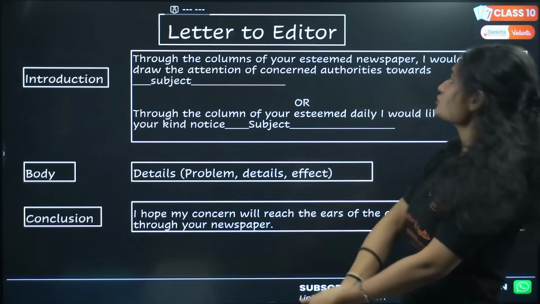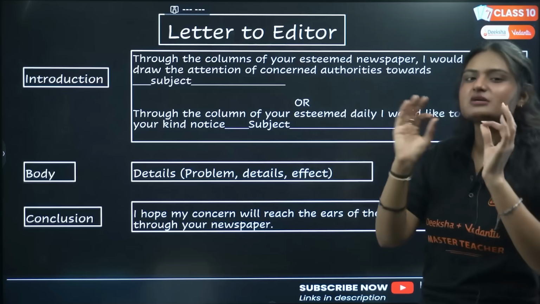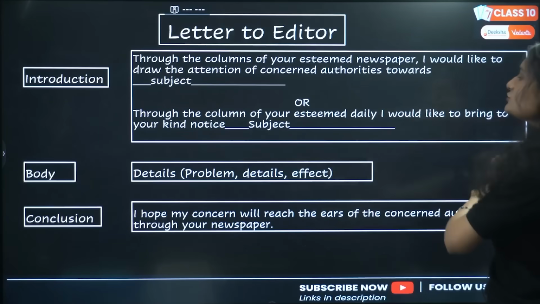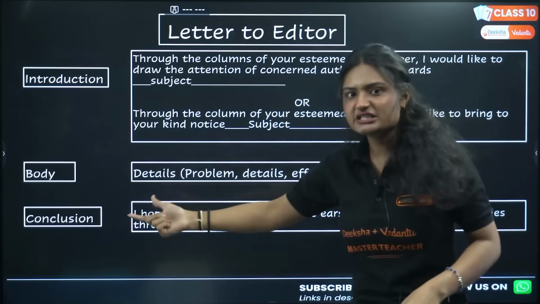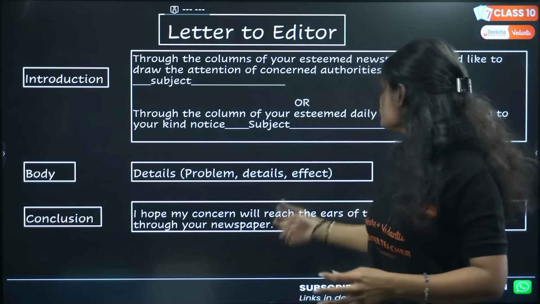So memorize it: through the columns of your esteemed newspaper, I would like to draw the attention of concerned authorities towards your subject. Or if you have some issue memorizing it, then memorize this one: through the column of your esteemed newspaper, I would like to bring to your kind notice, right? Then in the body, you write the details. Start with what is the problem, then you give the details of the problem, and then you give the effect.